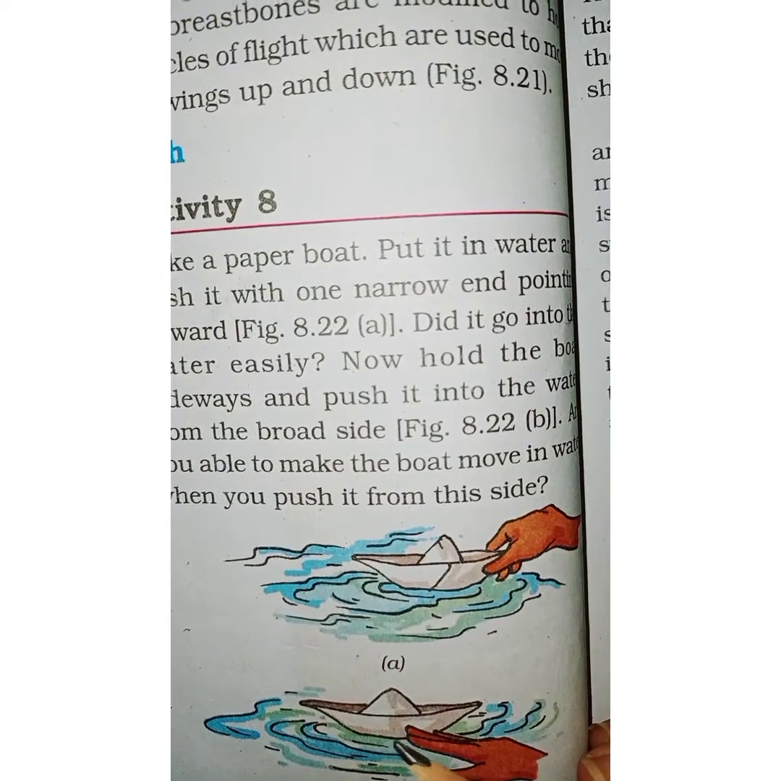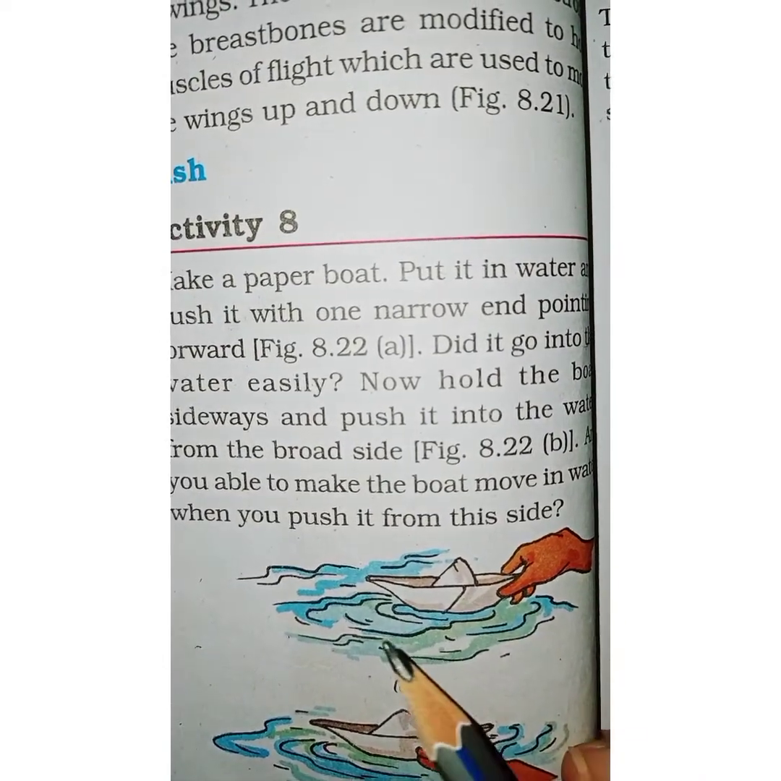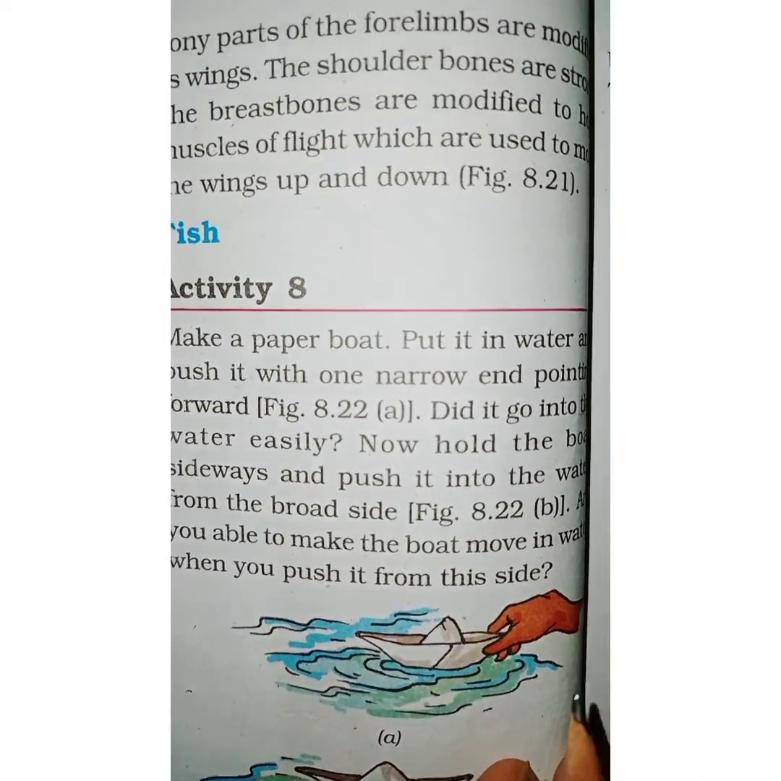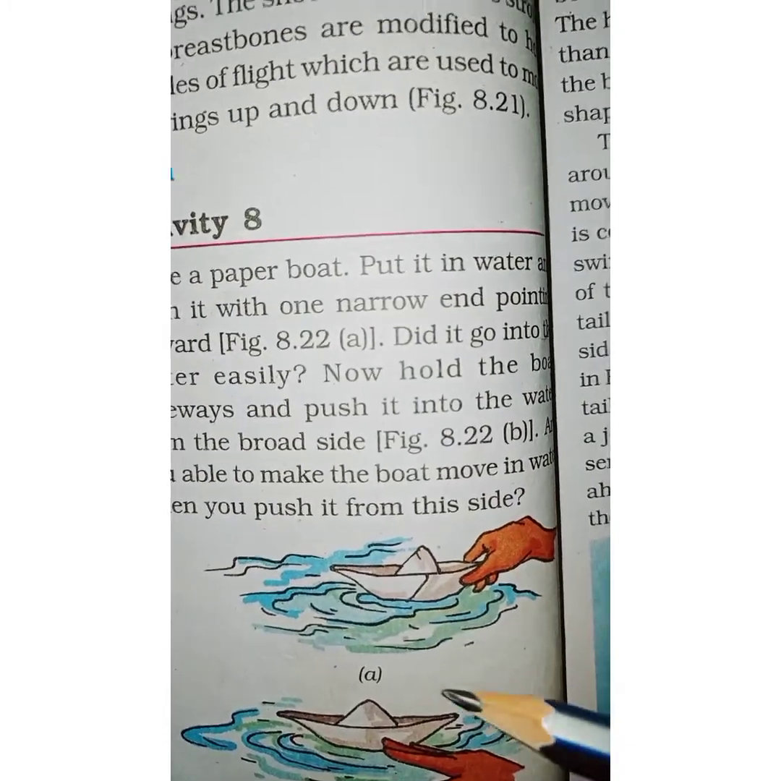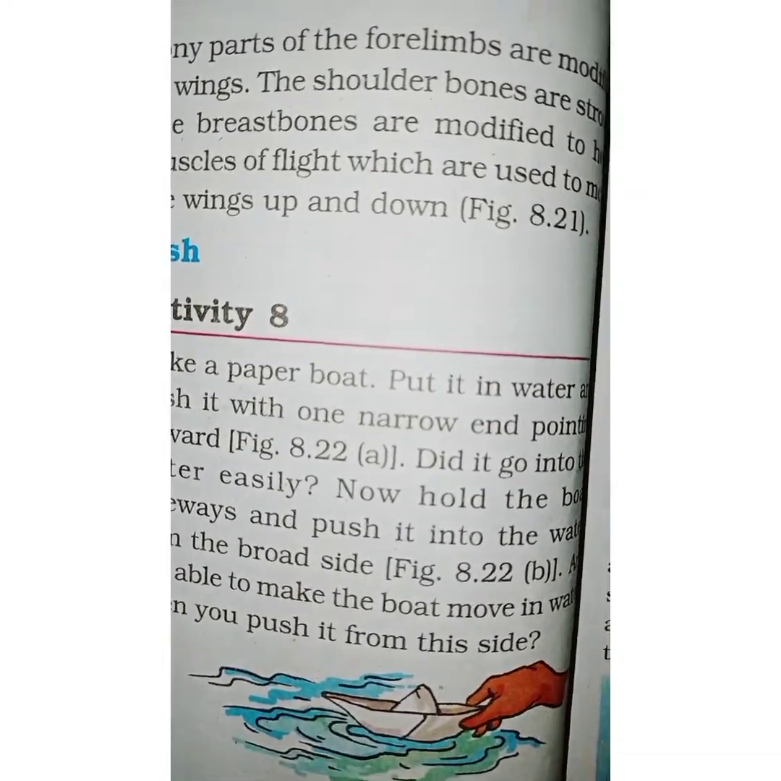So once you have to push it towards the side, and once you have to leave it with the narrow end forward so that it can move forward, and you can observe the difference and tell the conclusion to yourself.